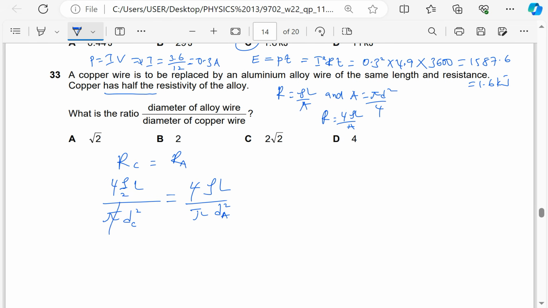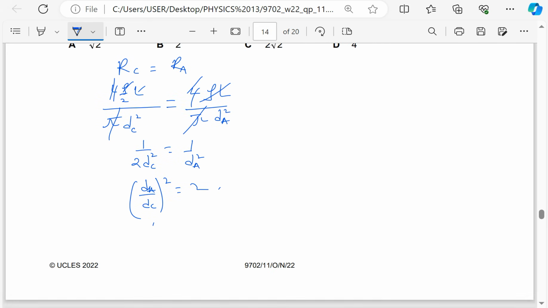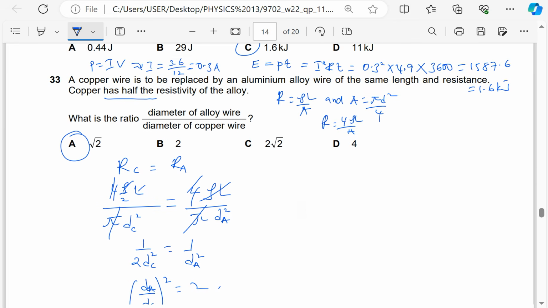squared. So pi cancels, 4 cancels, rho L cancels. So I have to take dA up. I have 1 over 2 dC squared is equal to 1 over dA squared. So when I take this one the other side, I have that dA over dC, but this is squared, is equal to 2. So I get the square root of both sides. So dA over dC is equal to the square root of 2, which makes the answer to be A.